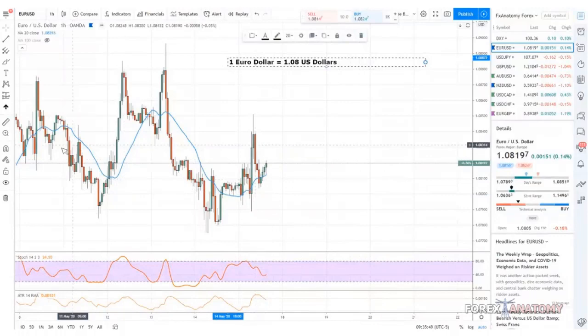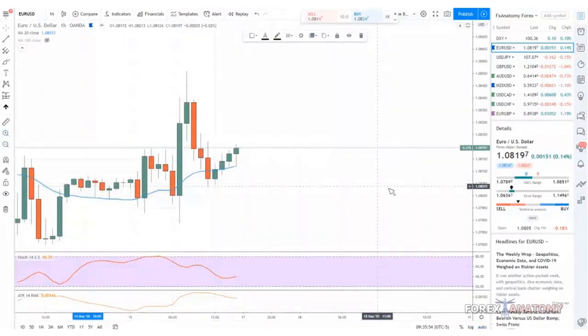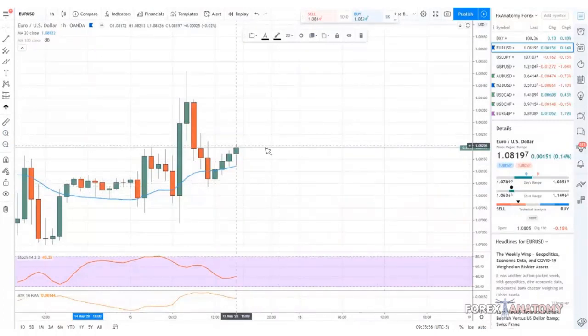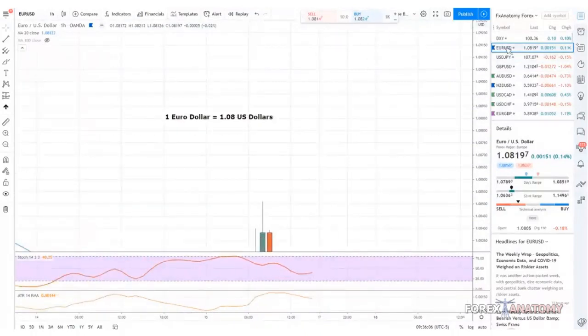Okay, let me just zoom in so you can see this a little bit better. I know it's kind of hard for you guys to see, but if you look to the right, you see the exchange rate right here. The exchange rate for this pair is 1.0819, right? That's the exchange rate, which means that 1 euro is equal to 1.0819 US dollars, or pretty much $1.08. So that's what that means.